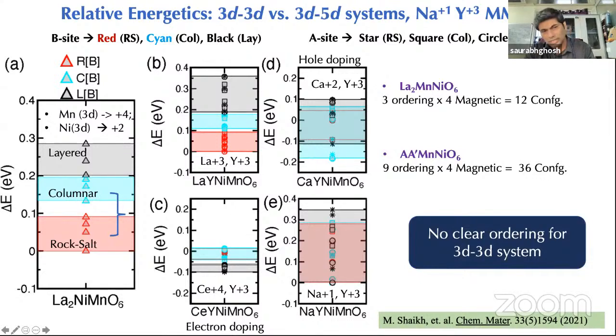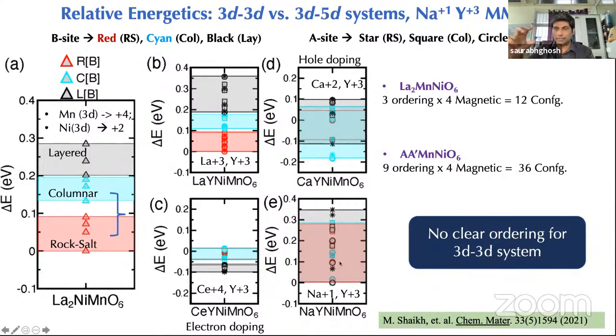Then we tried electron doping. We took the combination of C over yttrium. Still this band disappears. We tried hole doping. Still, we didn't get any clear ordering. Then we tried sodium yttrium nickel manganese O6. Still there is no clear ordering.